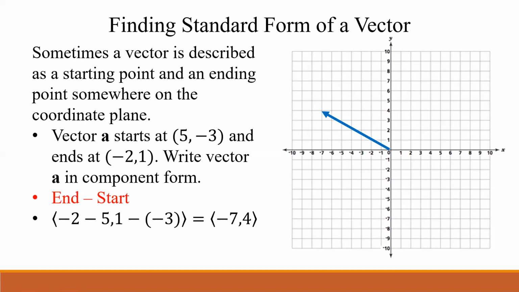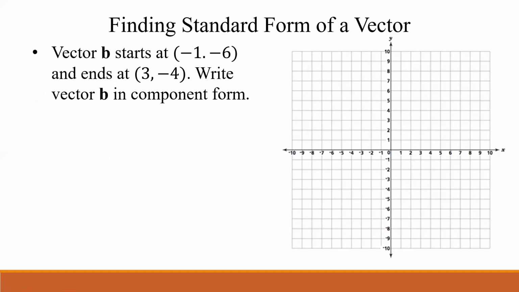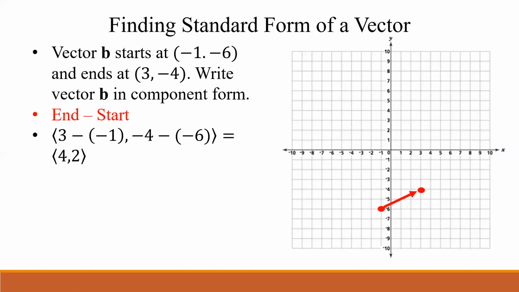Okay, let's do that one more time with a different vector. So let's say my vector B starts at -1, -6 and ends at 3, -4. So go and pause the video real fast and see if you can find that vector in standard form. And we'll keep on going in just a couple seconds. So again, it's always going to be endpoint minus the start point, the x's and then the y's. I apologize. So we got 3 minus -1, 4 minus -6 is 4, 2. And again, standard position would be right there, 4, 2.